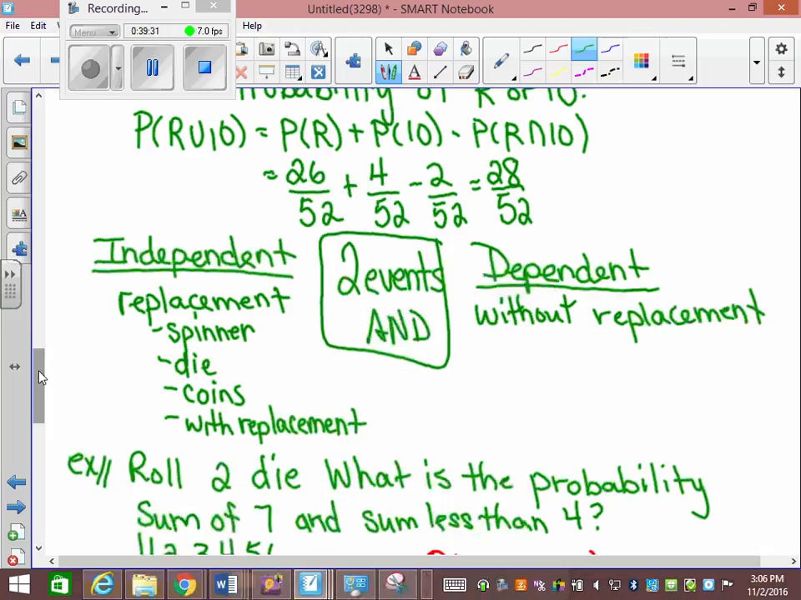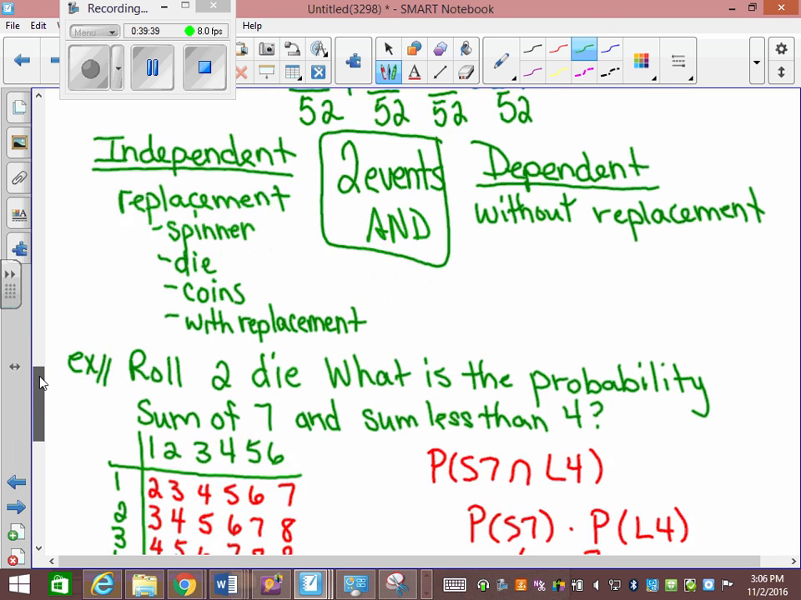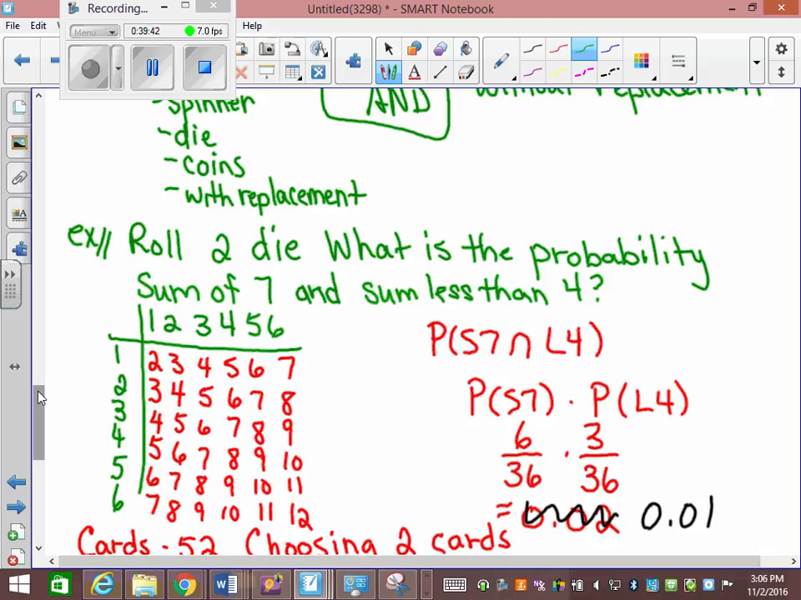So it's roll 2 dice. What's the probability that there's a sum of 7 and a sum less than 4? So remember I told you when you roll 2 dice to always do an array. So I did the array here. So you do that 1, 2, 3, 4, 5, 6, 1, 2, 3, 4, 5, 6, and you do the sums. So there are no sums that are 7 that are less than 4, right? So there's no overlap, which you don't even have to worry about because it's an and, correct? Anyways, you'd go 6 out of 36 times 3 out of 36, and it'd be 0.01. My choice of just showing this was, don't forget, if it's sums of 2 dice, to always do an array. It's a lot easier to see all the different options.